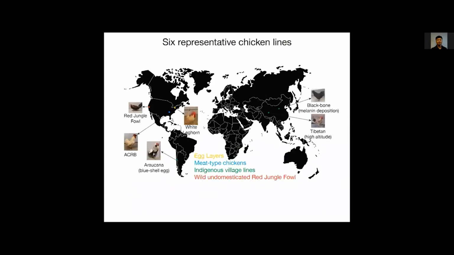So we chose six representative chicken lines from all over the world, including a layer, white Leghorn, a meat type chicken that was set up in Georgia, and three local lines: one from South America, Araucana, and two farm chickens. One is a black bone chicken, and one is a Tibetan chicken that is adapted to high altitude. We also sequenced a line of the red junglefowl that is maintained in Davis and has been used for chicken genome sequencing.